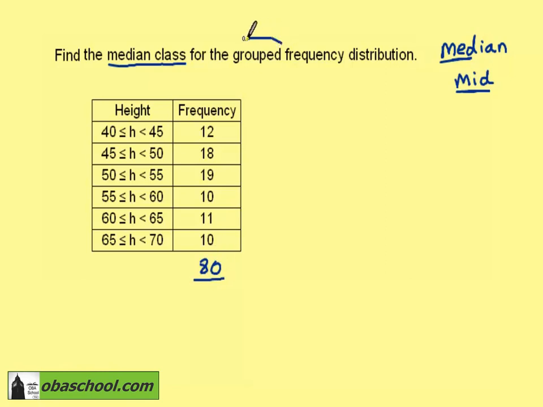When dealing with grouped frequency, we don't add 1 to the number of pieces of data. So to find the middle, we just simply do 80 divided by 2. We're after the position of the 40th piece of data.